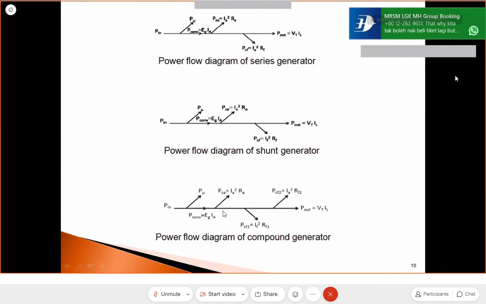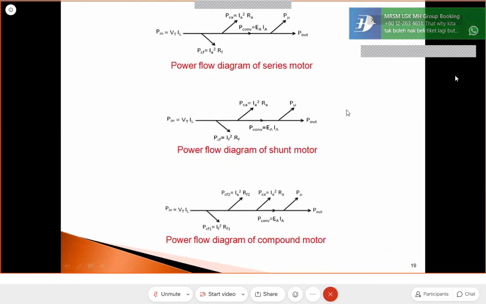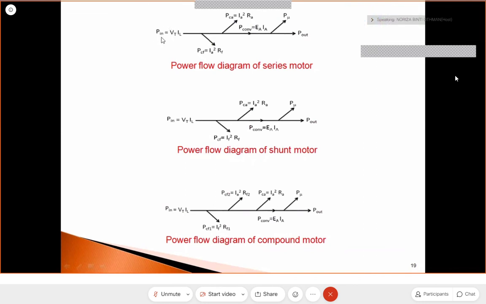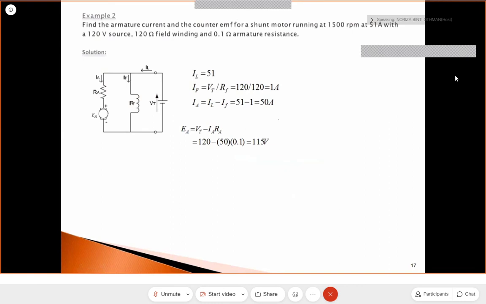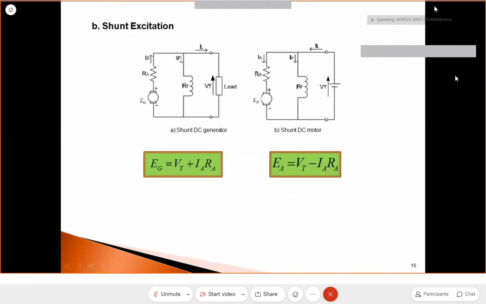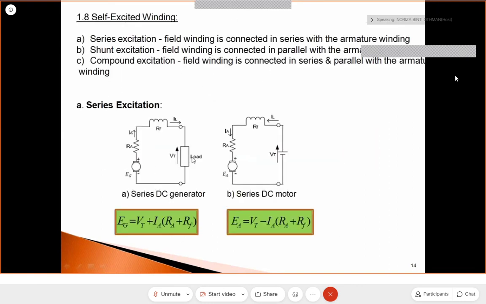Okay. Okay, and then untuk motor, kita start P in kita, input kita sebelah terminal tau. So, okay. Ni, sekejap eh. Okay. Saya tengok yang paling simple lah. Okay.